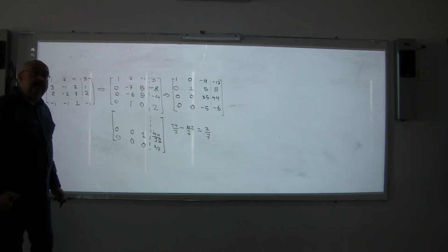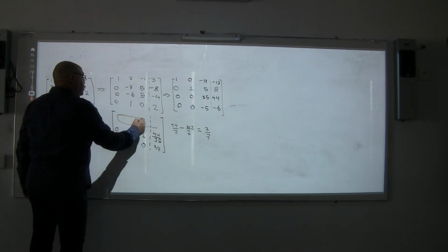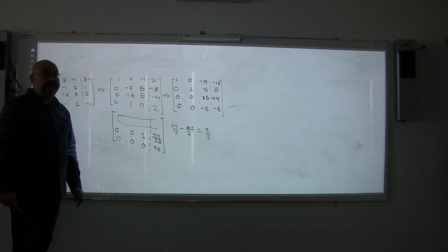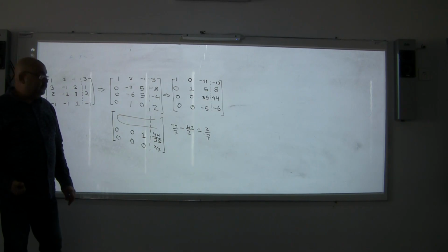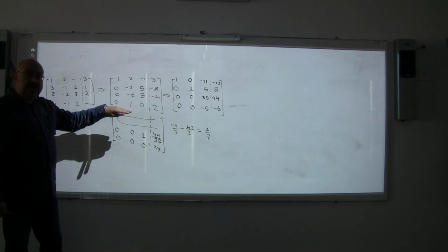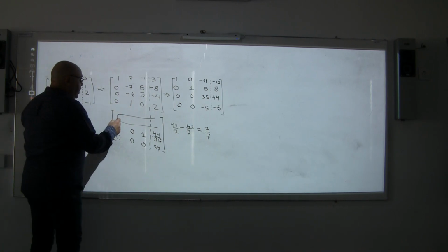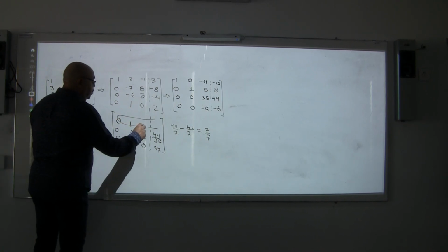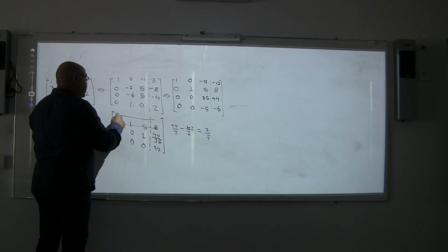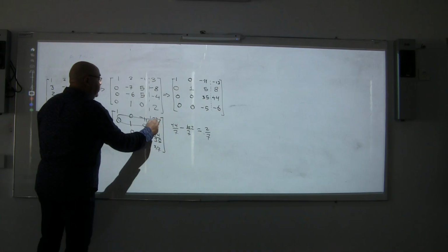Am I correct? Mr. Ahmed, am I correct? I don't care about these numbers. I will stop. Let's remark. Those rows are going to exist. So this one is going to be 0, 1, whatever the number, 5 and 8. That one is 1, 0, negative 11, negative 13.